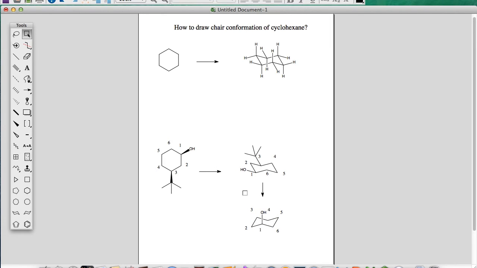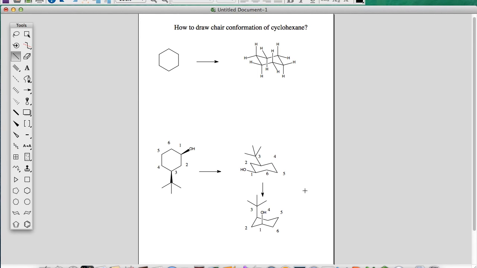So when you ring flip, the substituent will change from its original position. So if you have an equatorial OH group, now it will change to axial. And now we're going to deal with the t-butyl group. It used to be up, and now we need to put it up, because that's up, that's down. We have all the substituents on the cyclohexane ring, and the t-butyl group used to be equatorial, now it's axial.